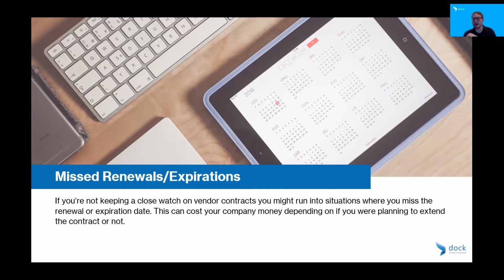Because if you miss that, you run into a situation where you just default to whatever their base terms are, and you risk losing out on money. You risk losing out on the ability to save money and potentially help your budget. So keeping track of these is important, especially because a lot of contract clauses, especially if you're using software or any sort of service, have an auto renew clause in their contract.